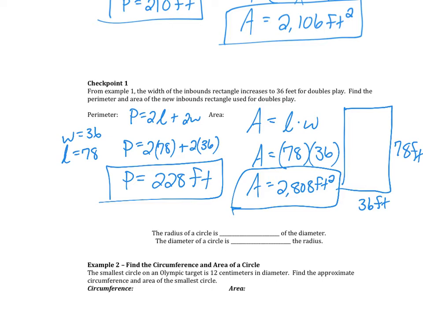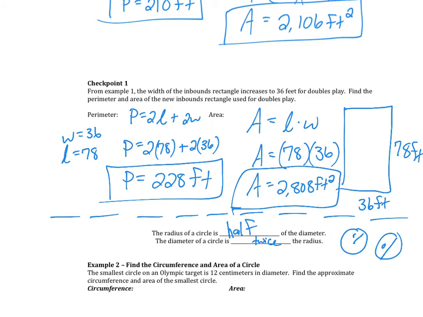And then down here, just some notes. The radius of a circle is half the diameter. This is completely different, has nothing to do with the problem we just did. And the diameter of a circle is twice the radius. So just know the radius and the diameter are related. If I drew a picture, it would look like this. That's your radius. Your diameter is the whole width across.